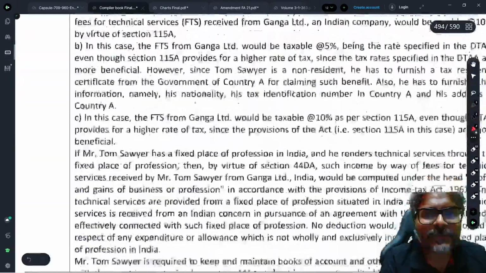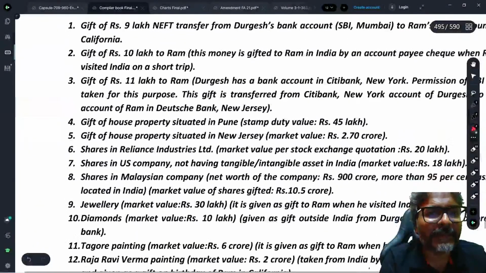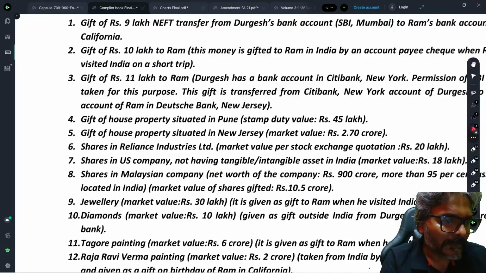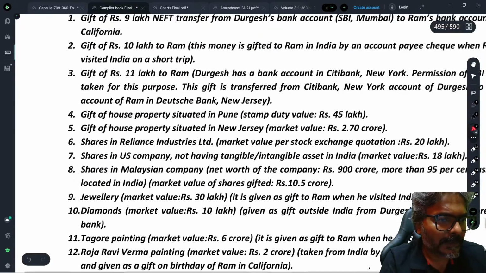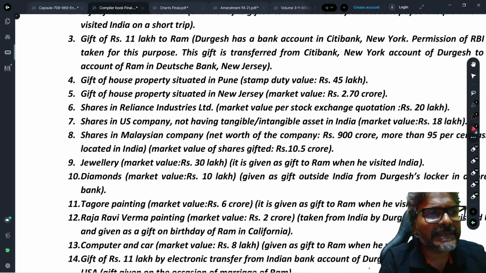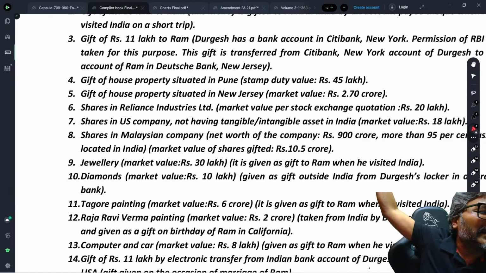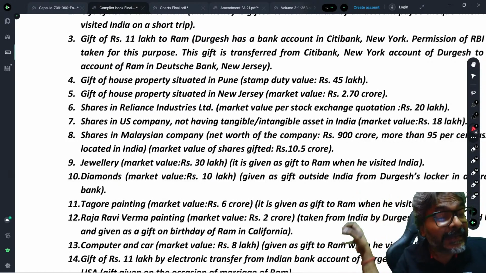Now, after this, students, the next particular point is DTAA. Abhishek is asking: if income is arising outside India and the payment is made from India to a non-resident? Doesn't matter. The payment is made outside India. The payment is not made in India.